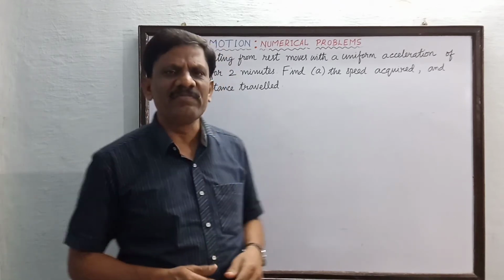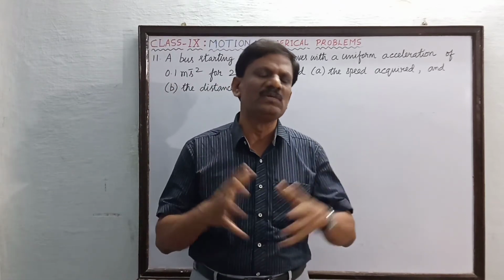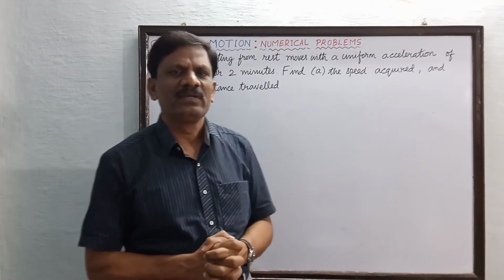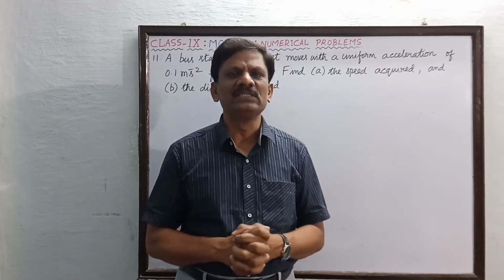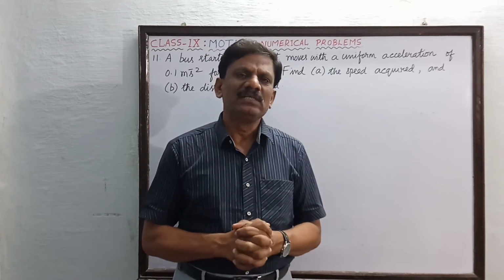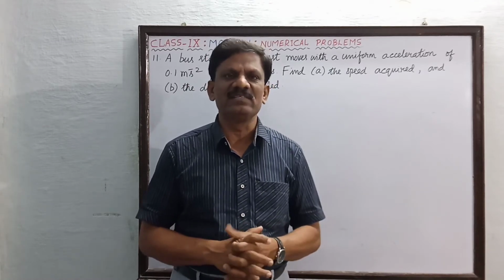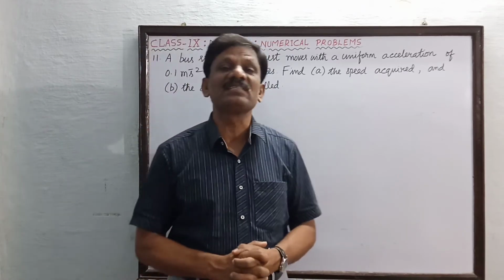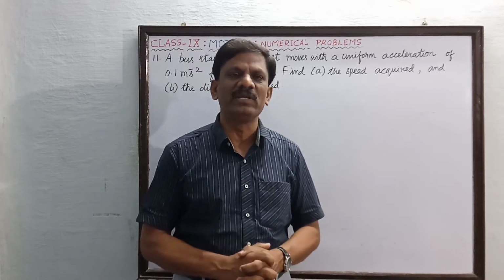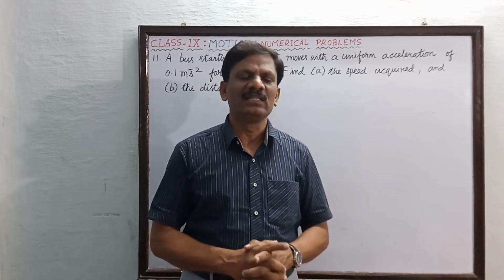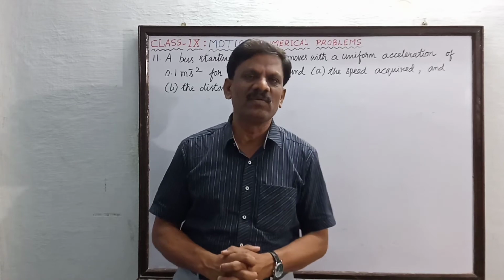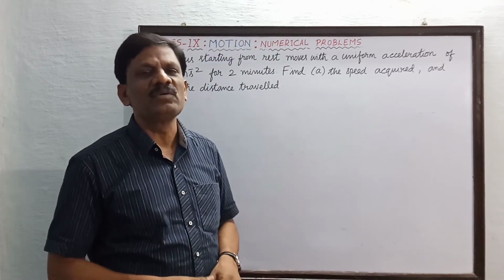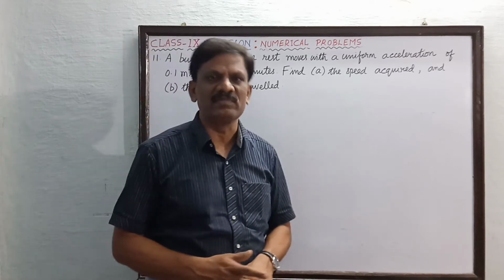In this type of numerical problems, we are going to use the equations of motion which we have learnt earlier. There are three equations of motion. The first equation, that is velocity time relation, is v equal to u plus at. The second equation is displacement versus time relation, that is s equal to ut plus half at square. And the third relation is v square equal to u square plus 2as. So using these equations we can solve this type of problems.